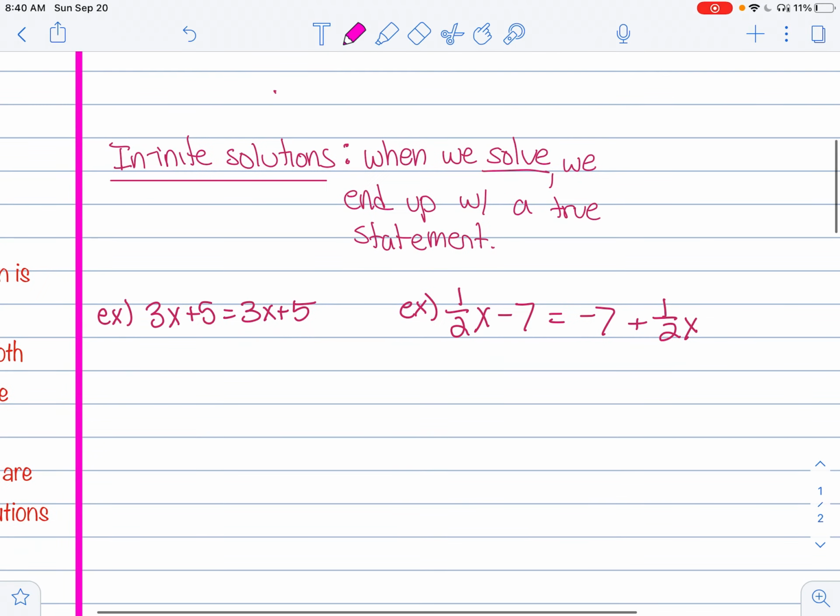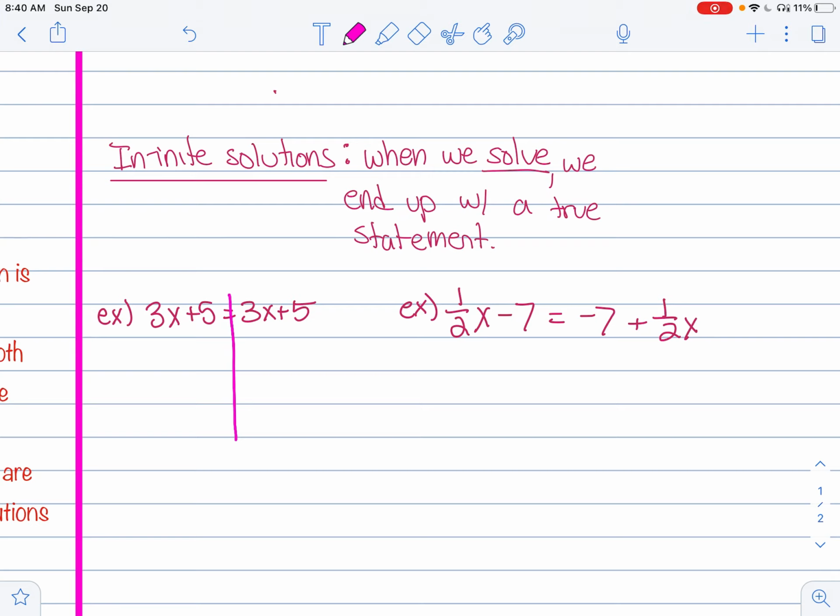So let's look at this first example. I have 3x plus 5 equals 3x plus 5. Right away I can see that these are the exact same thing on both sides of my equal sign. So if you don't want to go any further from here, you can already say that this is a true statement, so you have infinite solutions. But if you want to just make sure, you can go ahead and solve through.